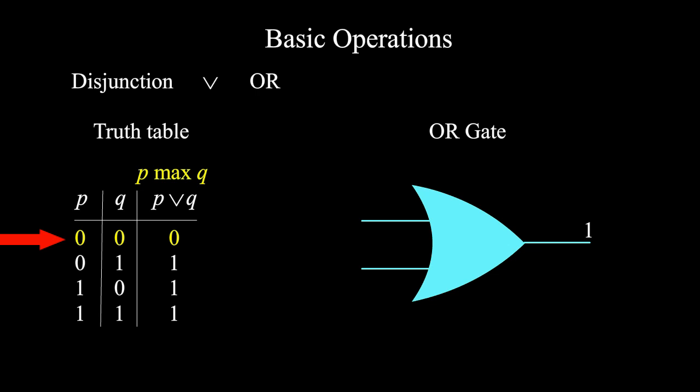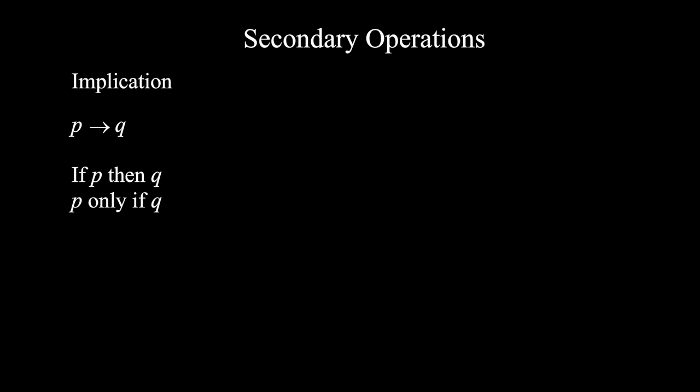The following are secondary operations. Secondary in the sense that these operations can be done by basic operations. The first one is implication. P implies Q is written like this. There are several ways to read this. If P, then Q. P only if Q. P is sufficient for Q. Q is necessary for P.